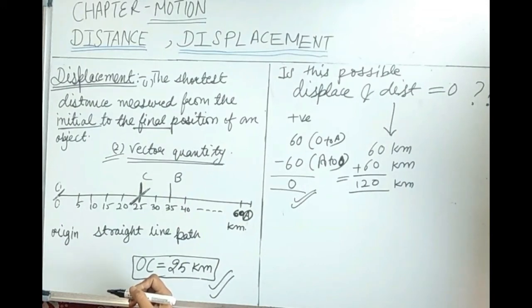Today we have discussed distance. Distance is the total path covered by the object, and displacement is the shortest distance measured between initial and final position. We also discussed that magnitude of distance and displacement can be equal, and that displacement can be 0 but distance cannot be 0. In our next class, we will discuss uniform motion and non-uniform motion.